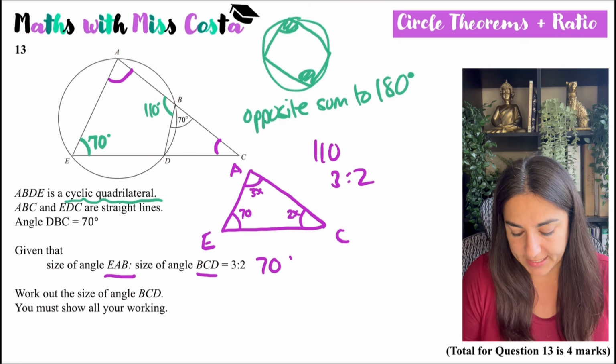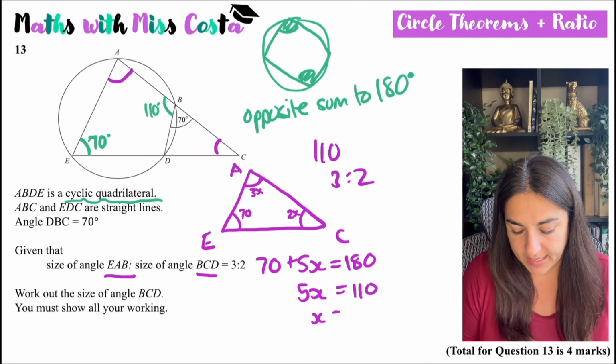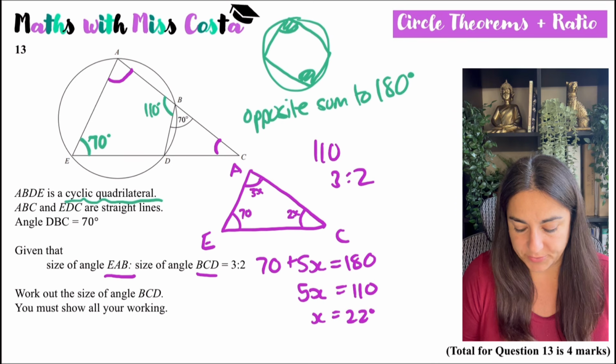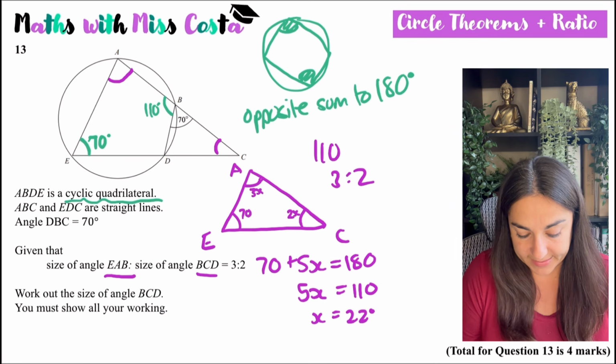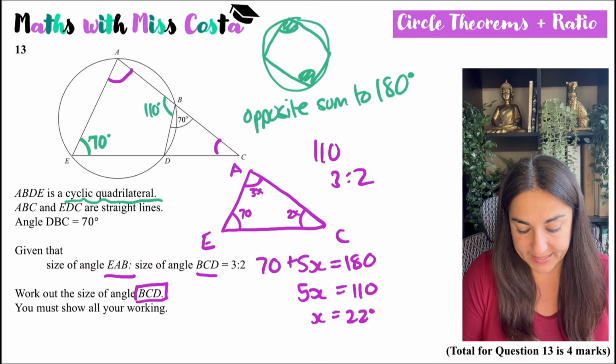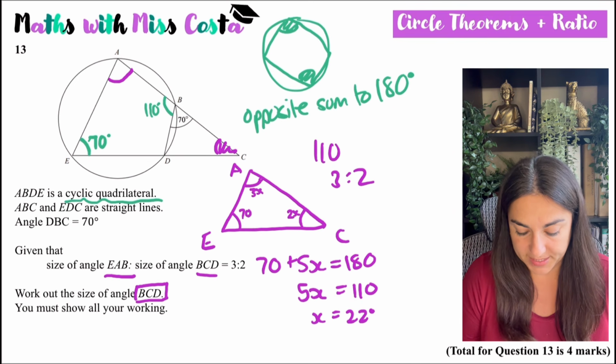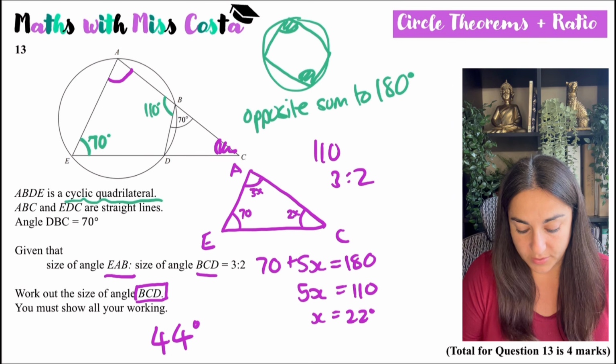So I know that 70 plus 5x must equal 180, therefore 5x must equal 110, and x must equal 22 degrees. So if x is 22 degrees, I need to work out the size of the angle BCD, which is this angle here, which has a value of 2x. So therefore BCD is 44 degrees.